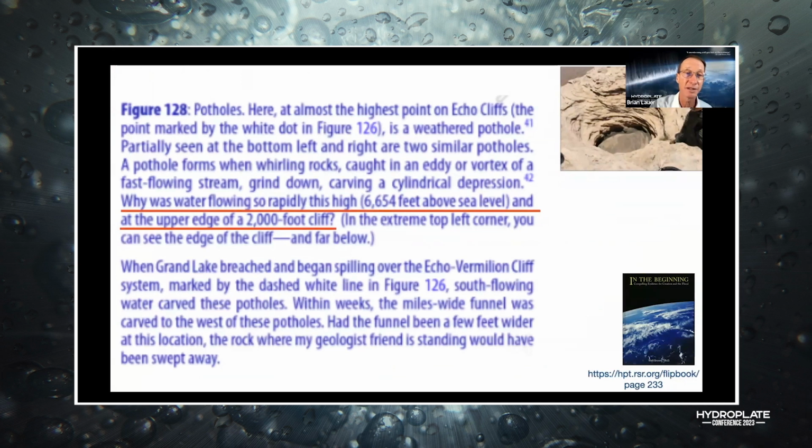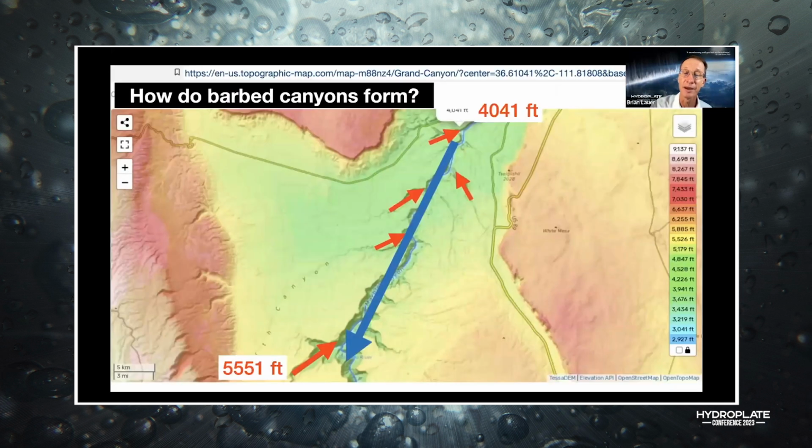And he asked the question himself, why was water flowing so rapidly this high at the upper edge of a 2,000 foot cliff? It makes no sense from there. And how do barbed canyons form? Those are the barbs pointing north.